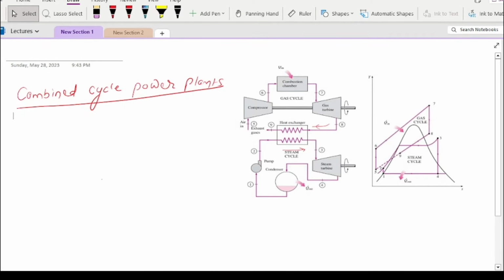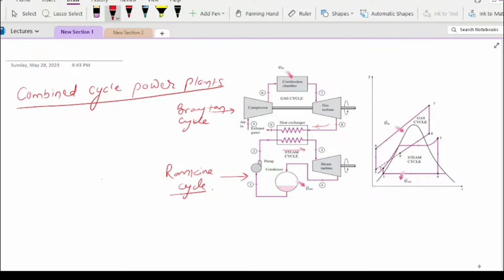Hello everyone. Today we are going to discuss combined cycle power plants. So what we are doing in combined cycle power plants is using both the Brayton cycle as well as the Rankine cycle. So this is a typical Brayton cycle and this is the Rankine cycle.